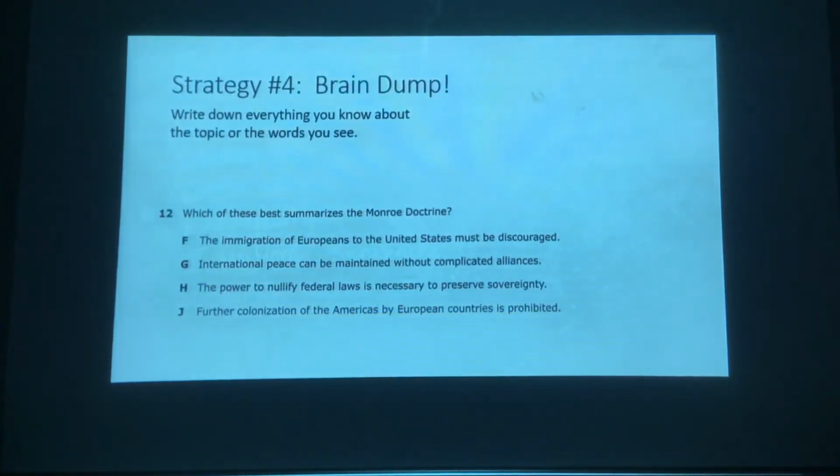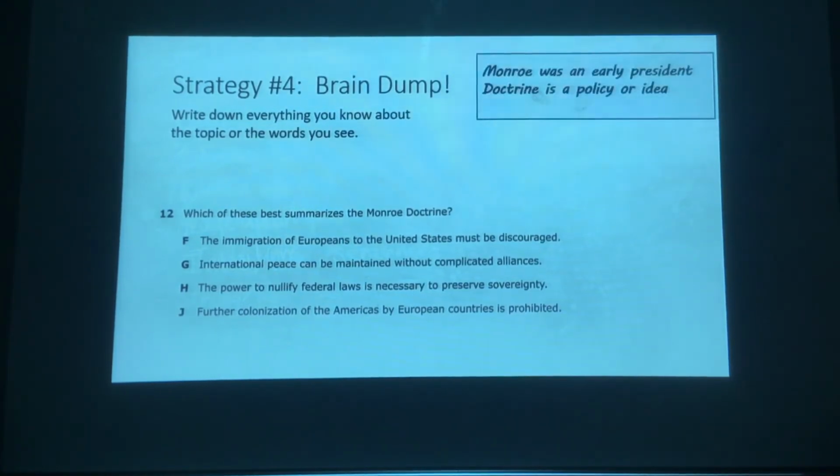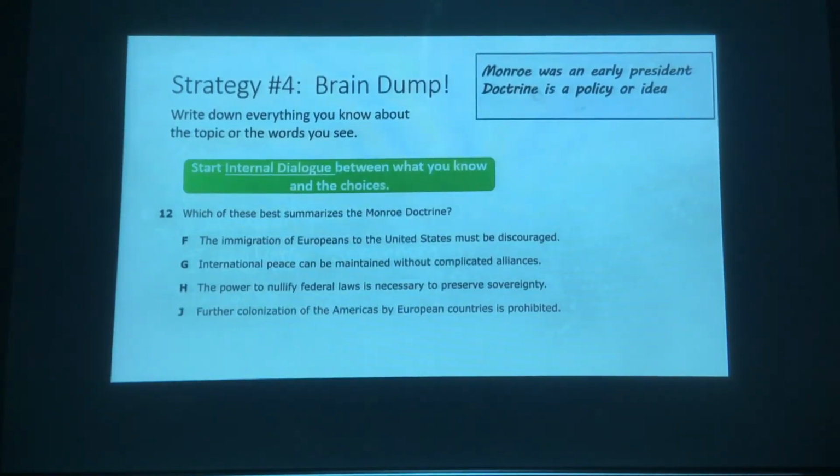All right, strategy number 4, brain dump. Write down on your scrap paper everything you know about the topic or the words that you see. So here's something that we could write down. President Monroe was an early president. A doctrine is a policy or idea. Then you start an internal dialogue between what you know and what the answer choices are. Here could be some of the things that you might say to yourself about the question, which of these best summarizes the Monroe Doctrine?